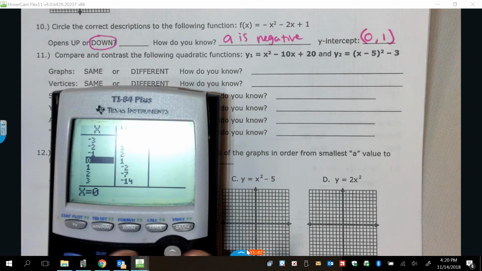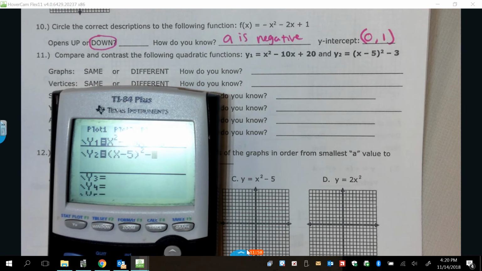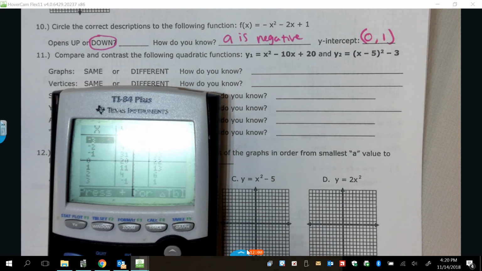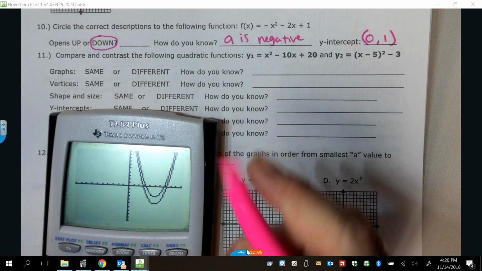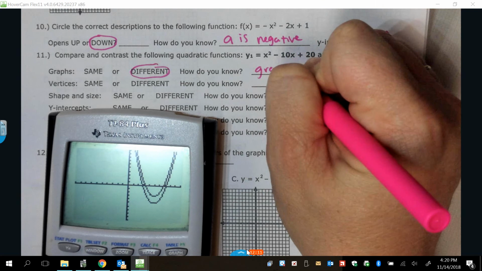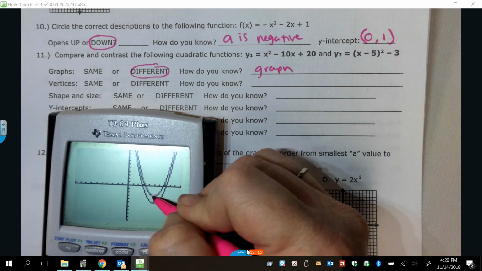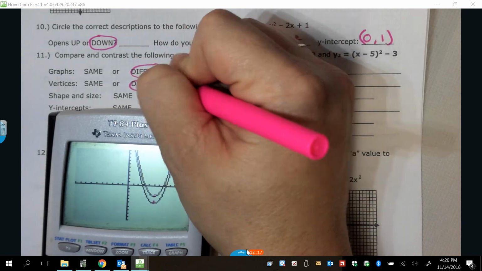Now it says compare these following graphs, so let's type them in. x squared minus 10x plus 20, and then (x minus 5) squared minus 3. Second graph, sorry. Now, are these exactly the same, or are they different? They're different. How do we know? We looked at our graph. Okay. Vertexes are different. How do we know? We looked at our graph.